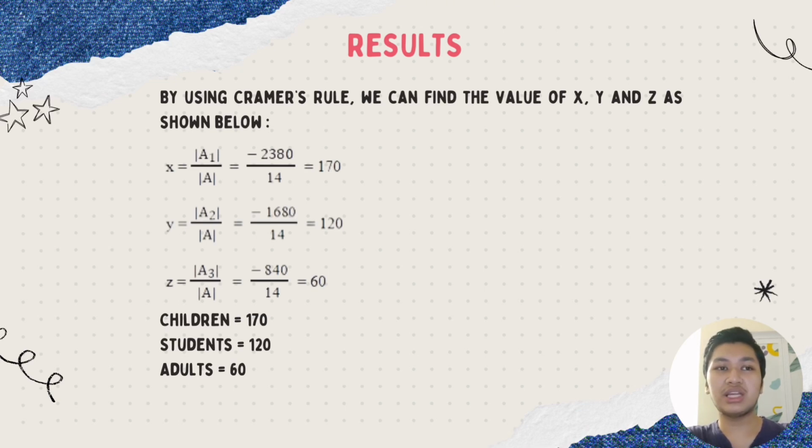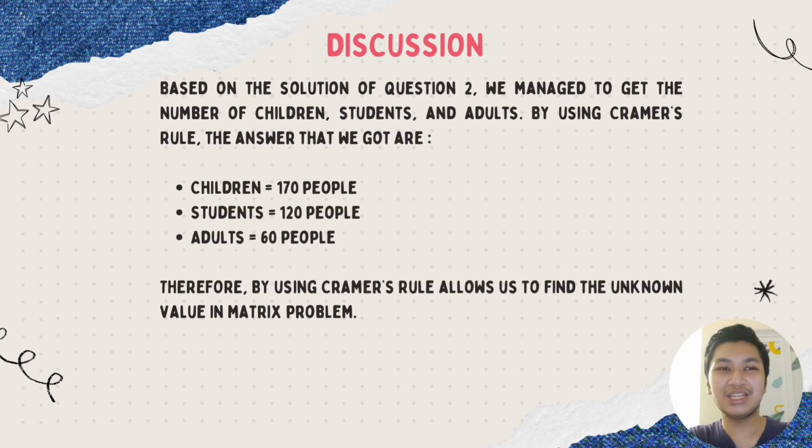And we also know that children equals 170, students equals 120, and adults equals 60. Next, we have a discussion kind of similar to the results. The number of children is equal to 170 people. Students, we have 120 people, and adults, we have 60 people.